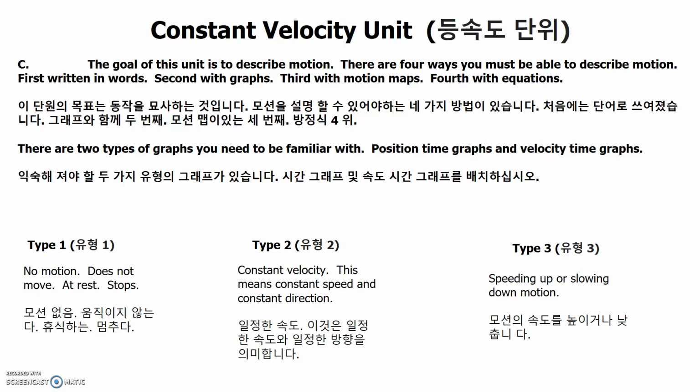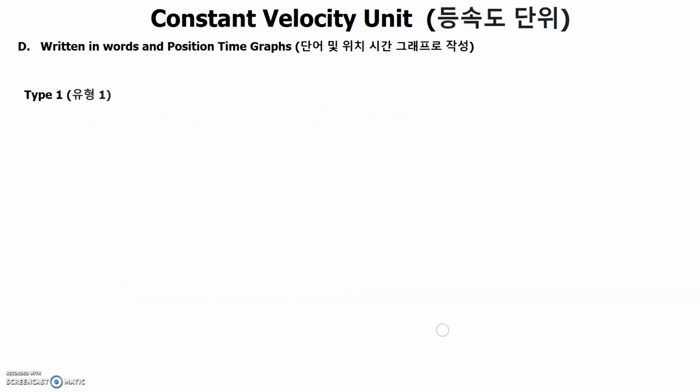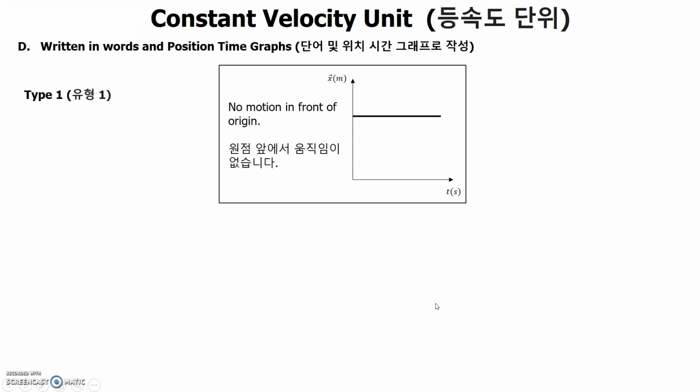There are 2 types of graphs you need to be familiar with: position time graphs and velocity time graphs. For type 1 motion, that's where it's not moving. The position time graph might look like this. This is where it's standing in front of the origin and not moving.